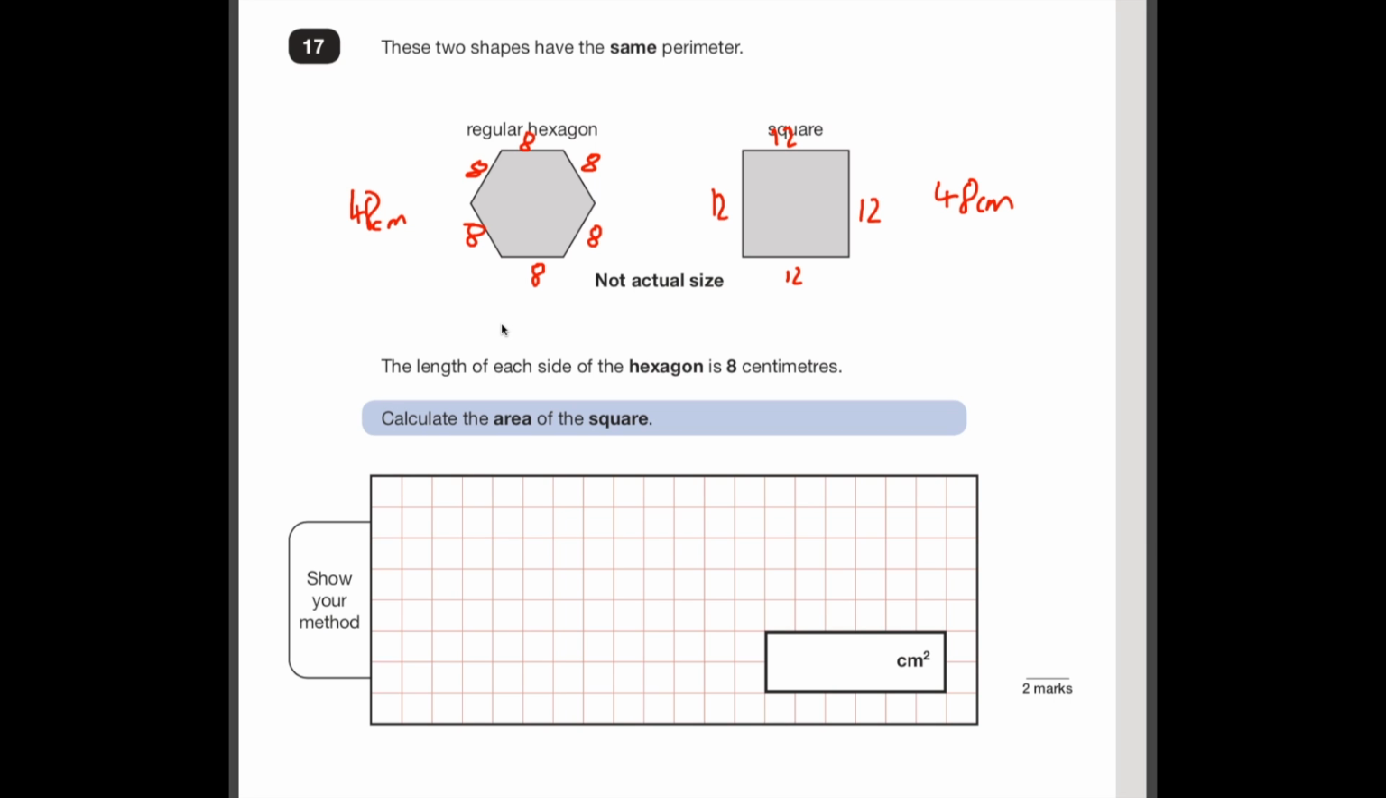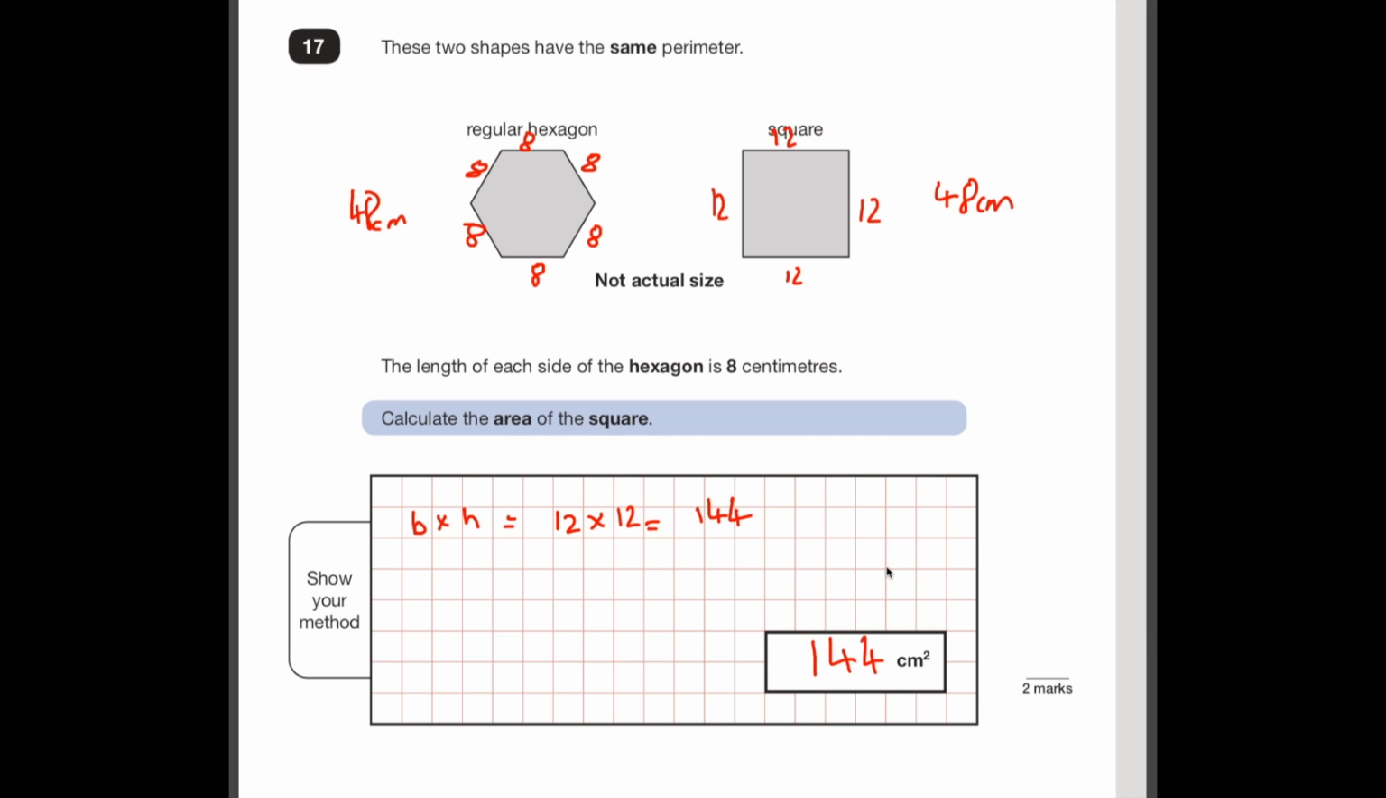Now finally, it says calculate the area of the square. We know the perimeter, and as a result, we've worked out the sides. We've worked out that each side is 12. To find the area of the square, we do base times height. Now the base is 12, and of course, because it's a square, the height is also 12. So we can do 12 times 12, which equals 144. So our area is 144 centimetres squared.